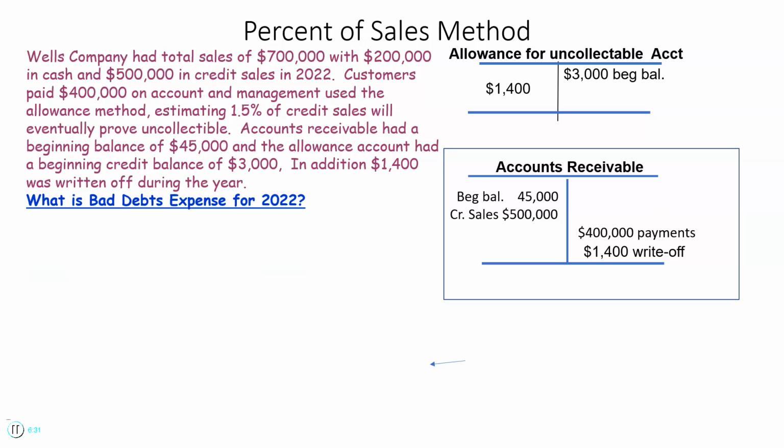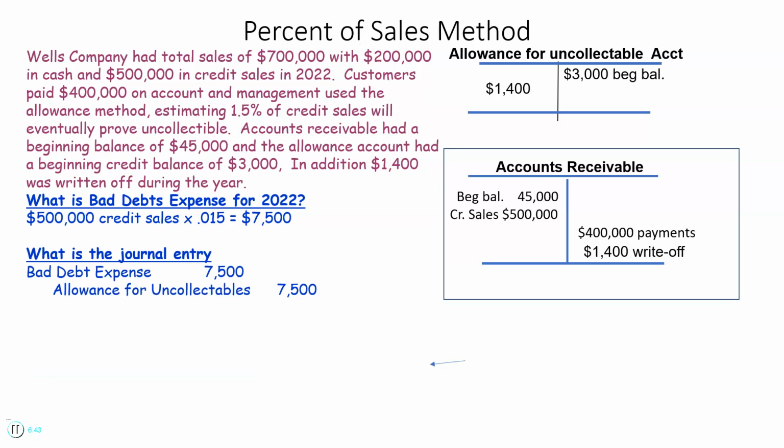So what is bad debt expense for 2022? Well, we're going to take our credit sales times our percentage. It tells us that's 7,500. This is the easy method. Then we're going to do the journal, which is bad debt expense, allowance for uncollectibles. You notice in this example, we're going to hit the income statement and the balance sheet when the estimate is made.